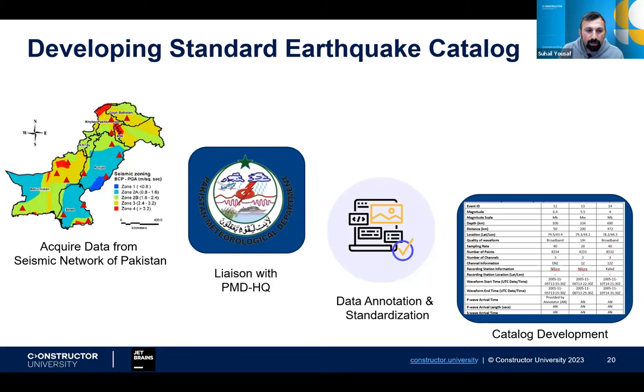So for that, we had to collaborate with the Pakistan Met Department. And then we acquired data from them. We visited different stations all over Pakistan. During the project, we traveled more than 10,000 kilometers, back and forth to different stations, collecting data from there and trying to clean the data. After that, we annotated the data and standardized it based on some protocols which were provided by some geologists who were also part of our team. And then we came up with the catalog. Next, please.